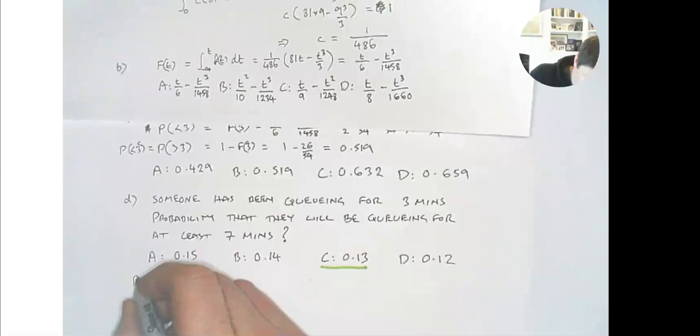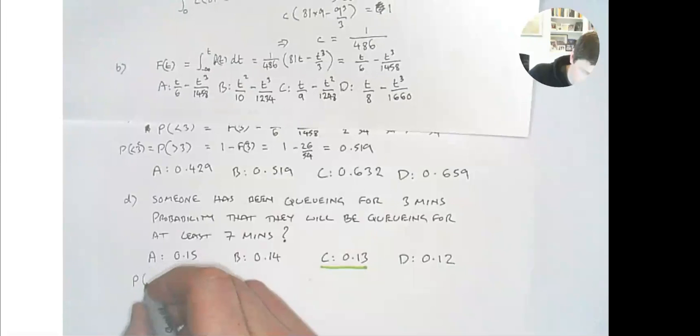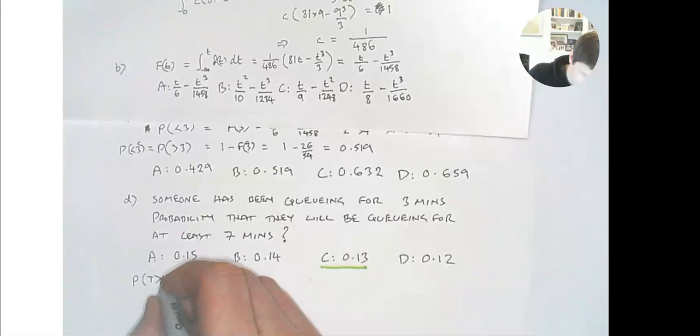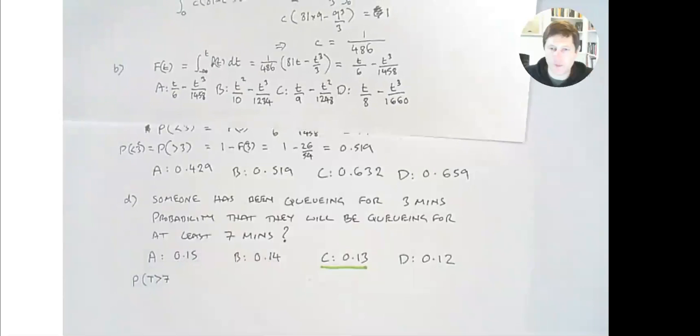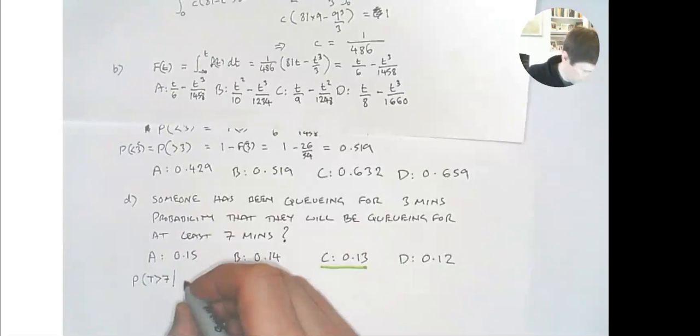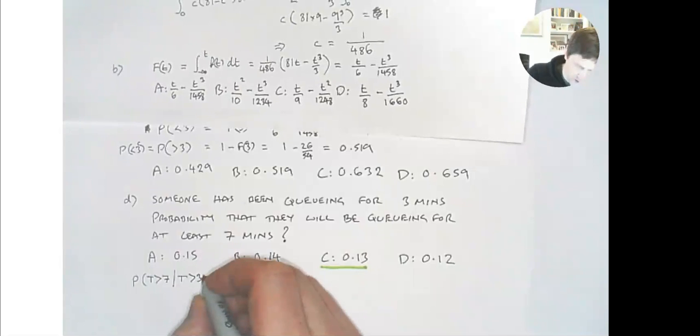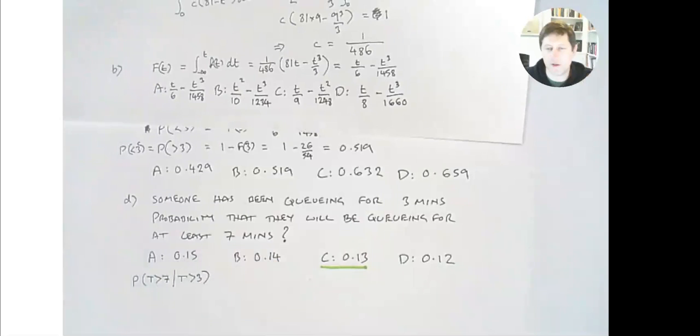So let's see how we can write this first of all. What's the question saying? It says, what's the probability that our time is greater than 7 minutes, given that we already know the time is greater than 3 minutes? So that's how we can write it down. You can make it greater or equal to, but remember that for the continuous cases, it doesn't make a difference whether it's greater than or greater than or equal to.